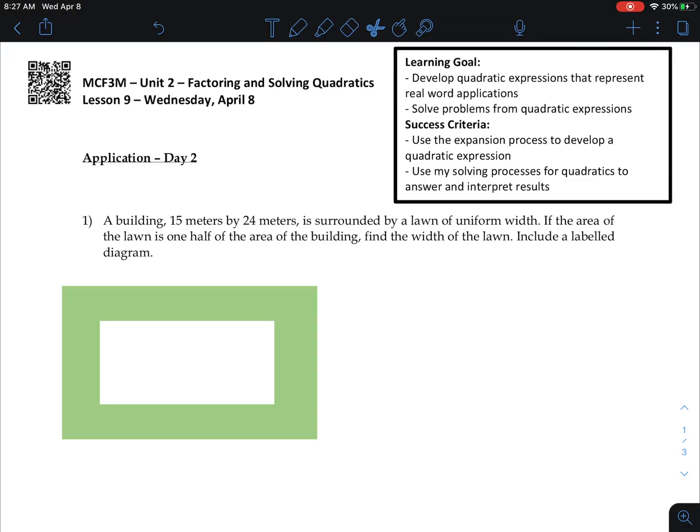All right, so this is lesson 9. This is actually going to be the last lesson for pretty much all we're going to do for quadratics in this course. So tomorrow I'll give you a review and we'll figure out how to do the summative, right?